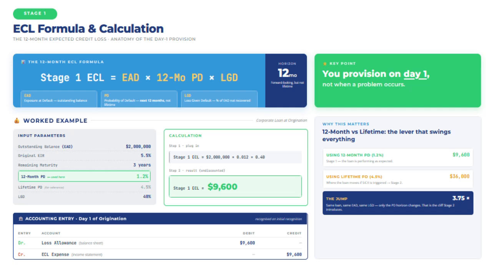And comparing this to the old incurred loss model, you would provision nothing on day 1. Now you are forward looking from day 1. So a 2 million loan gets a 9,600 provision immediately based on the probability, on day 1 and not when a problem occurs. And that's the IFRS 9 revolution.